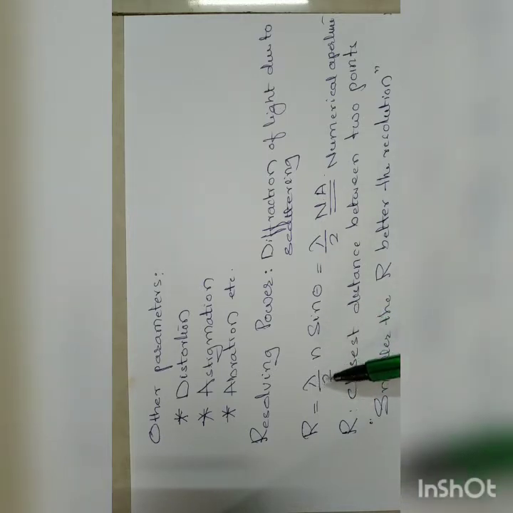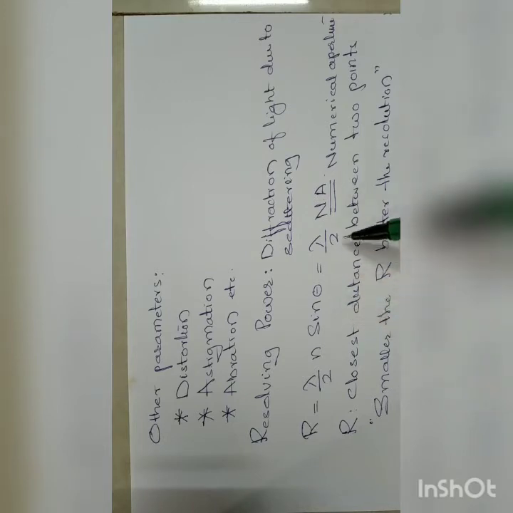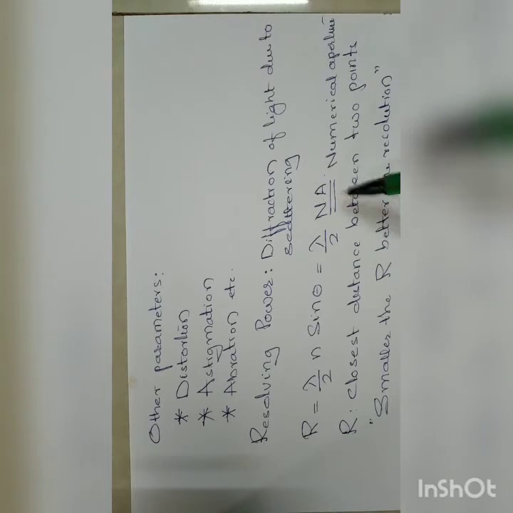n is the refractive index of the medium through which the illuminating light travels when you look under the microscope. The term n sine theta is nothing but the numerical aperture. Therefore this becomes equal to lambda upon 2 into numerical aperture. Here R is nothing but the closest distance between the 2 points.